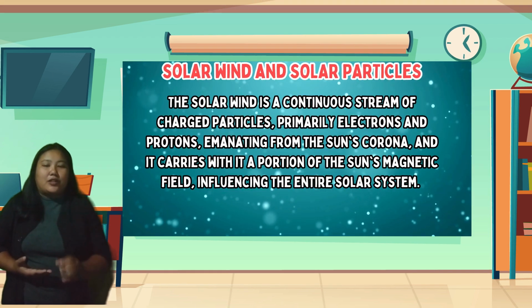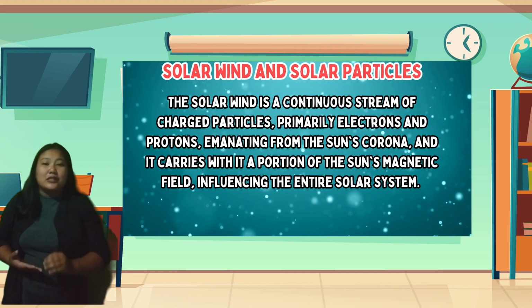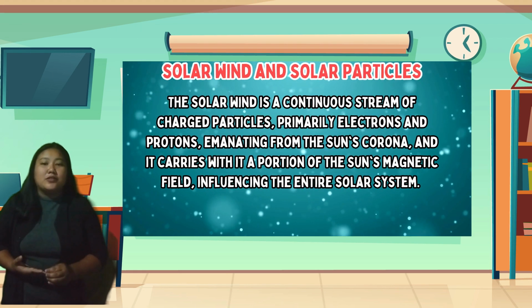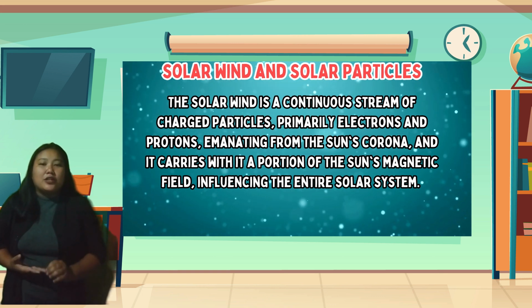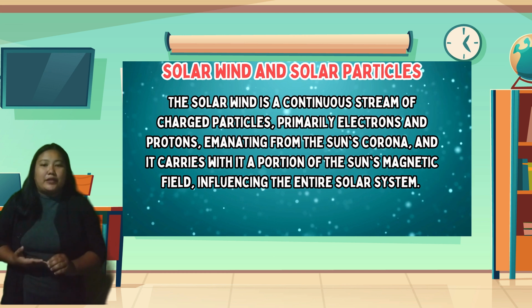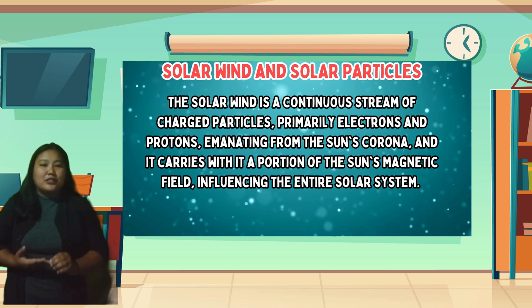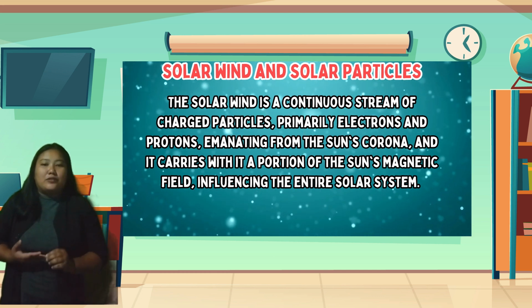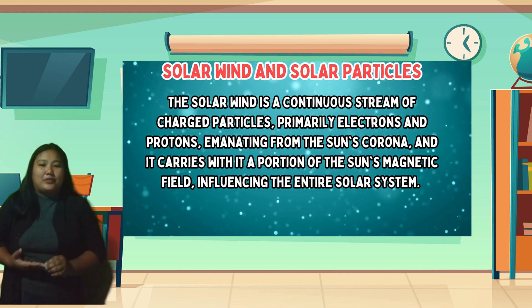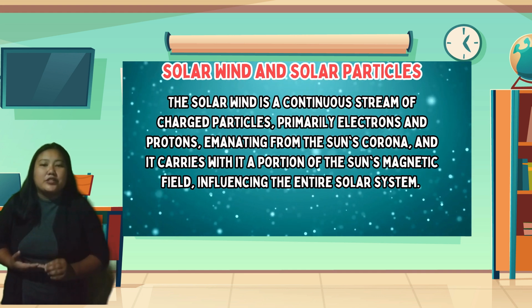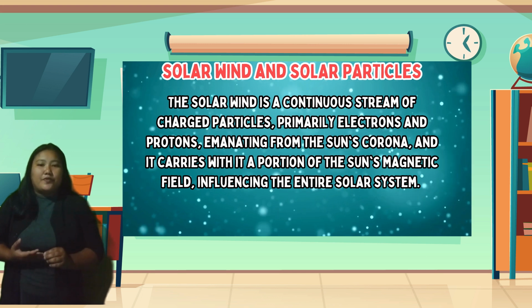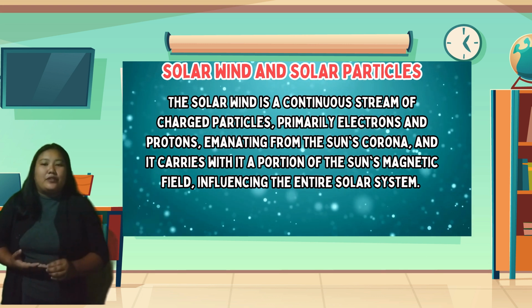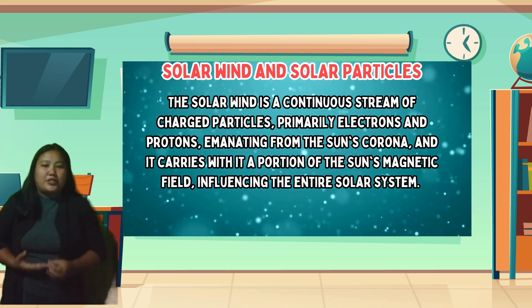Solar wind and solar particles. The sun constantly ejects high-energy particles, primarily electrons and protons, into space. These solar winds vary in intensity depending on solar activity, such as sunspots, solar flares, and coronal mass ejections, or CMEs. When these energetic particles reach Earth, they interact with our planet's magnetosphere, a protective magnetic field that shields us from harmful radiation.